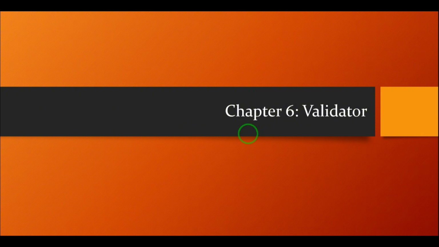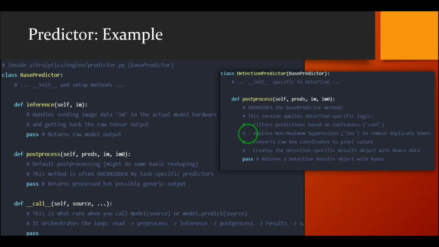So I think this is the conclusion. In this chapter we introduced the predictor. This is the essential engine that takes a trained AI model and uses it to analyze new data. So we saw how it works behind the scenes when we call model.predict or model, handling data loading, pre-processing, running the model's inference, and post-processing the results into meaningful formats like bounding boxes or masks. And this post-processing is always guided by the configuration settings which we talked about in chapter 4.